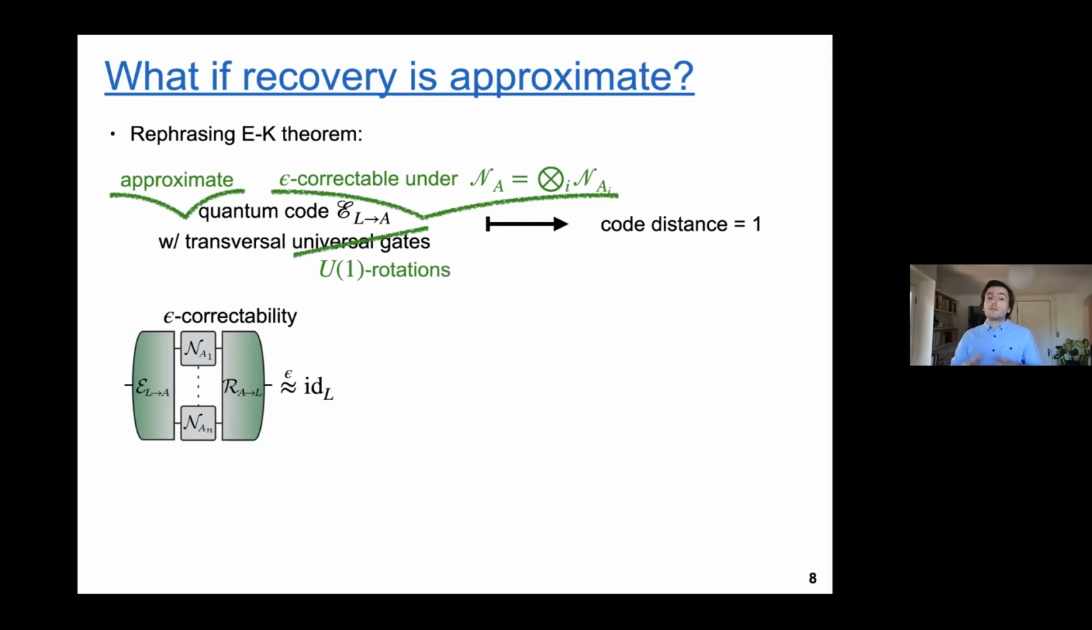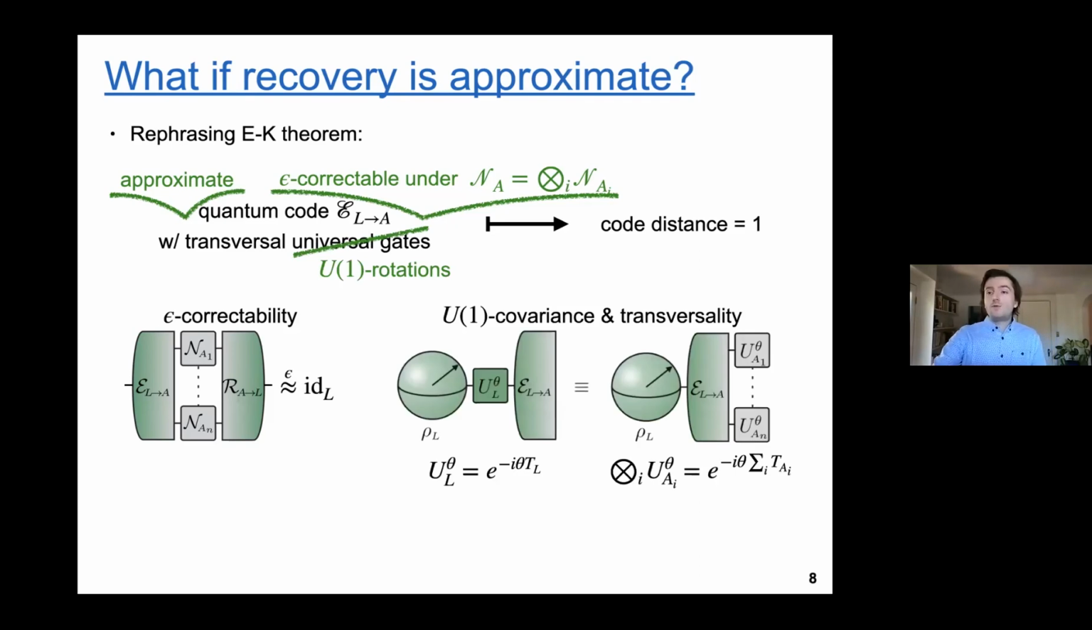Okay, and instead of considering transversal universal gates, we can consider transversal U1 rotations. To be more precise, what I mean here is that the code E exhibits the properties of U1 covariance and transversality. So what you should think of is the following. If I want to implement a rotation by some angle theta on the logical level, this logical rotation can be implemented on the physical level as a tensor product of local physical rotations.